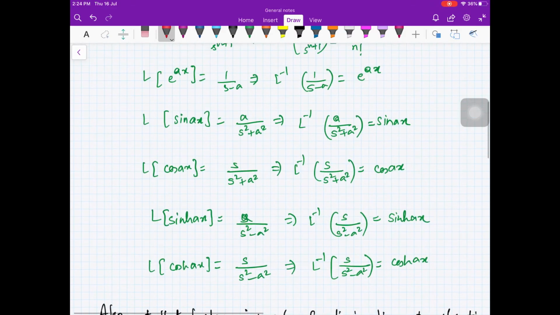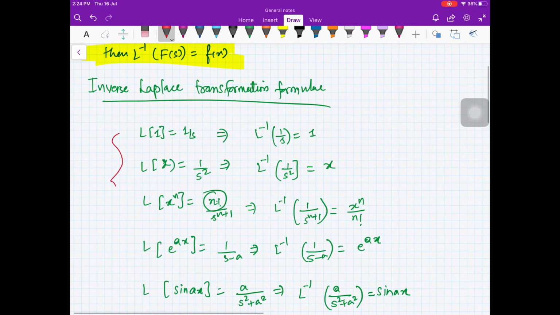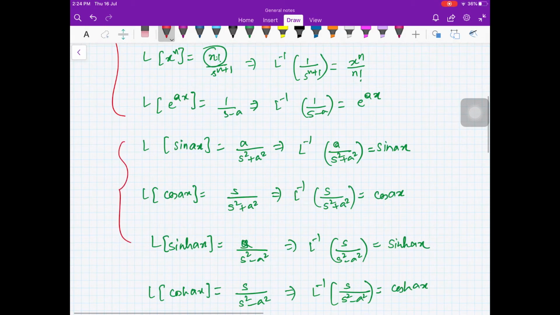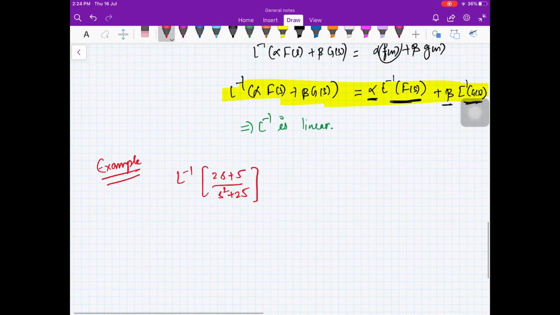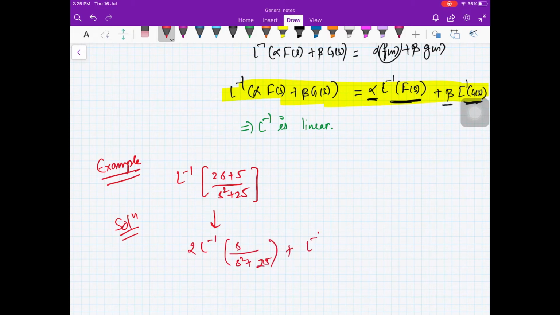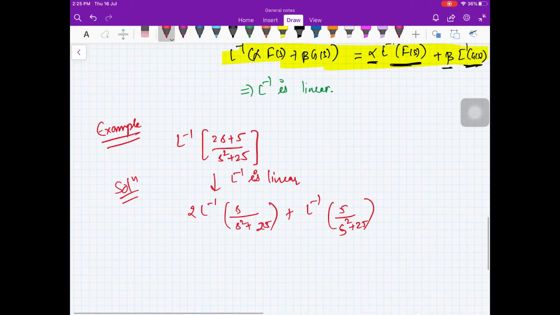Now you see you have to make use of these formulas which I have made a list of here. These formulas somehow you have to use, so for that you need to break them into simpler things. Clearly, because L inverse is linear, you can write it as L inverse of 2s upon s square plus 25 plus L inverse of 5 upon s square plus 25. Note that here I am using the fact that L inverse is linear.